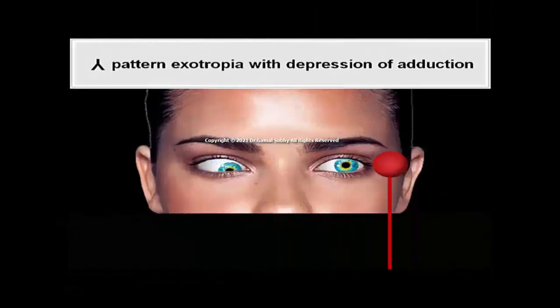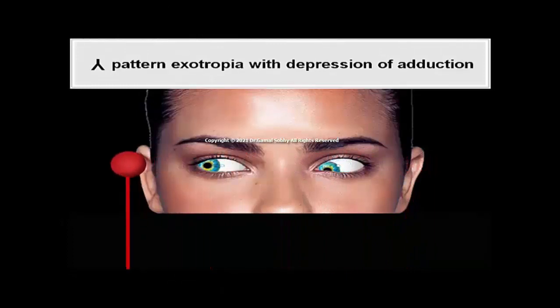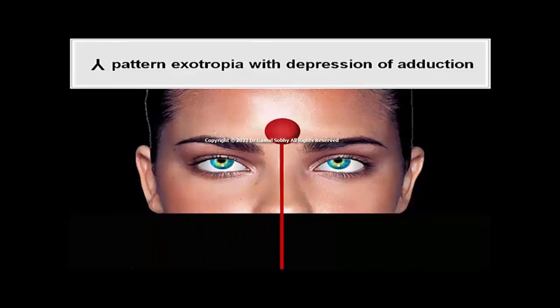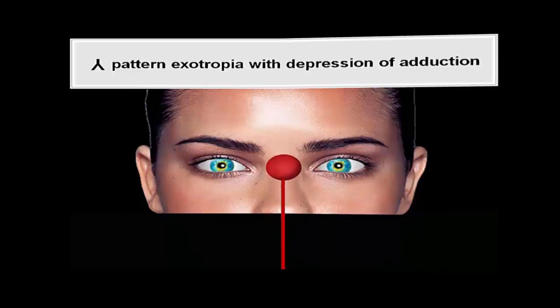In lambda pattern exotropia with depression in adduction, patients will usually depress the chin to maintain fusion in primary position and upward gaze and to avoid the downward gaze position. A weakening of both superior oblique muscles will close the lambda pattern.